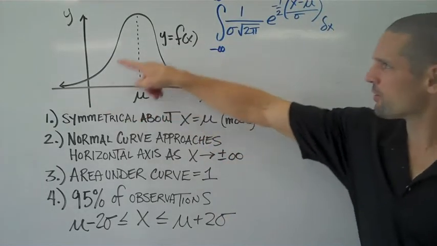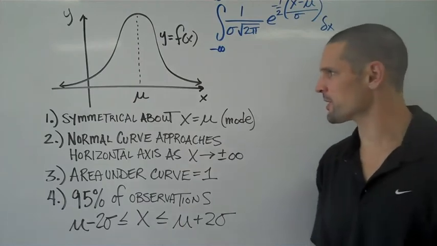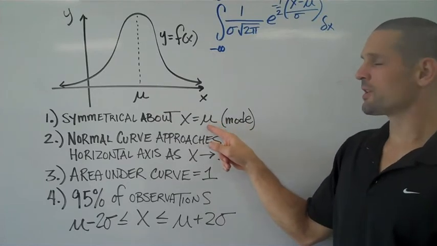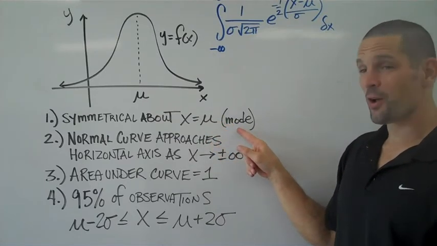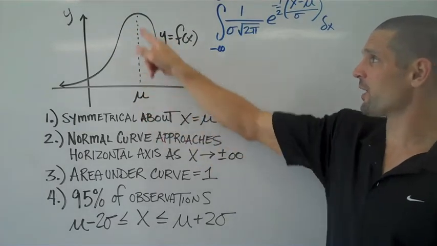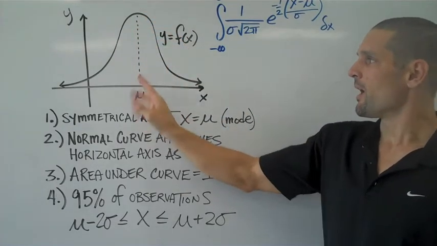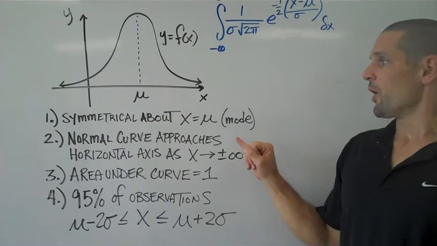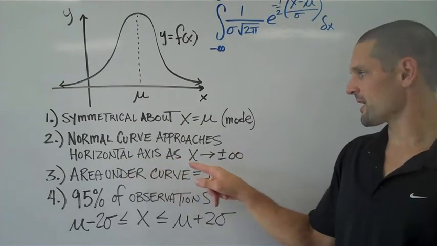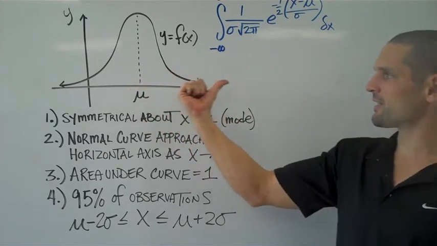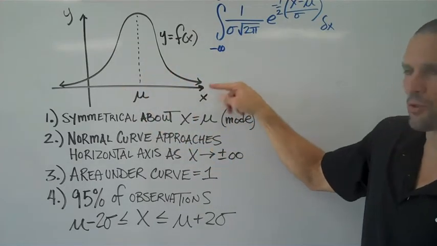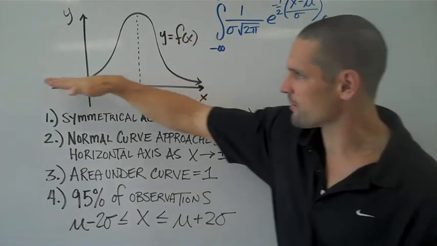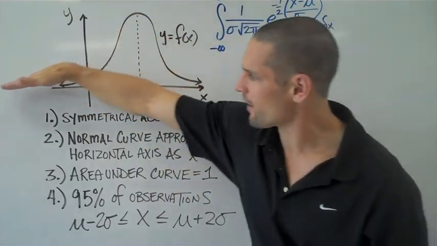If I have a normal curve here, let's talk about some of its properties. It is symmetrical about the line x equals mu, which is our mean. That's also our mode. Right here, our highest value will be our mode. It's also our mean. This side is the same as this side. I could have put a mirror here because we have symmetry. The normal curve approaches the horizontal axis as x approaches plus or minus infinity. As my x gets very, very large, my curve is going down to my x-axis. As my x gets extremely small, negative infinity, my curve is going down again to the x-axis.